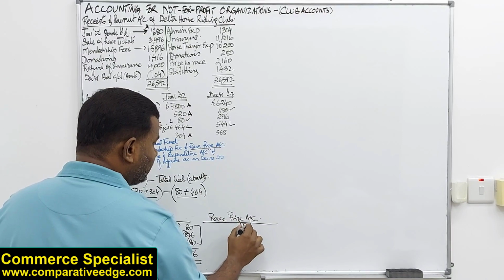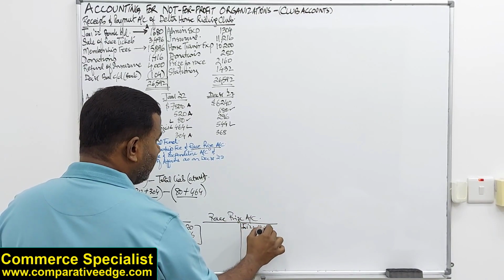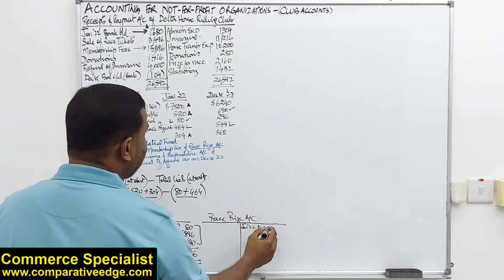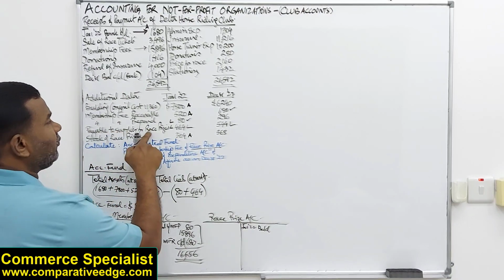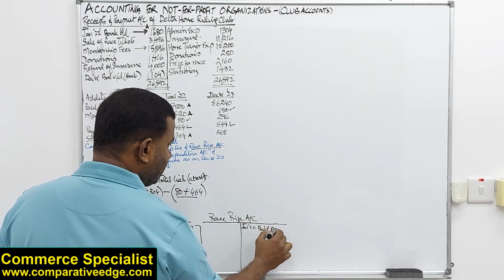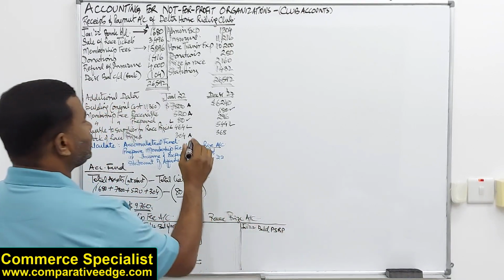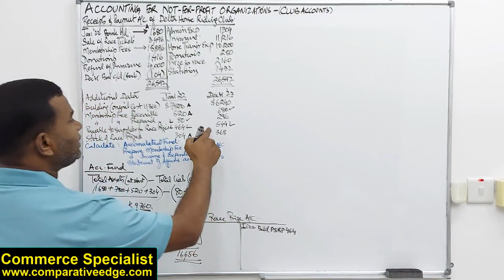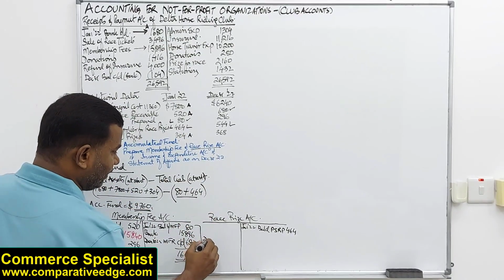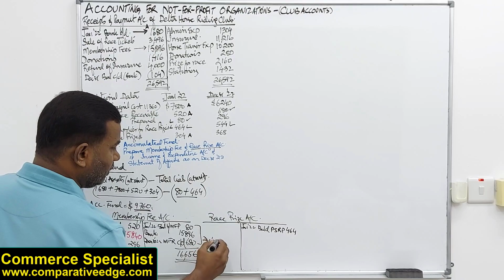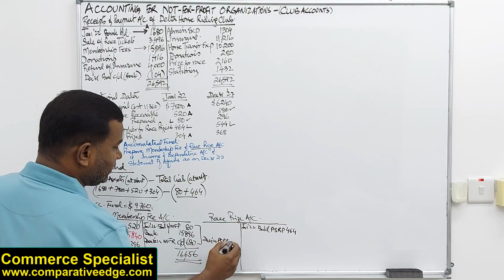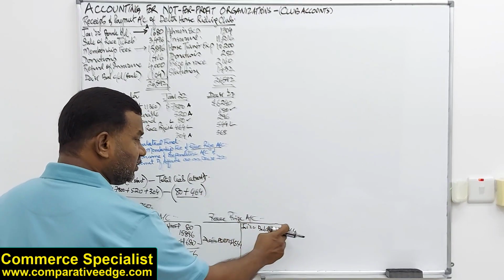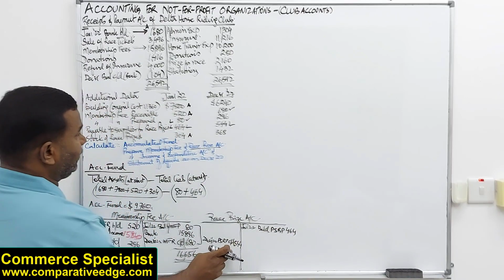So I'm writing here January 1st, 2022, balance brought down for payable to raffle prizes. So I'm just writing short form, don't have enough space. So I'm writing payable to supplier for raffle prizes, which is opening balance 464. Likewise, I have closing balance. I'm going to write here December 31st, 2022, payable to supplier for raffle prizes, carried down, closing balance 544. Opening balance of liability will always be on the credit side, closing is on the debit side.